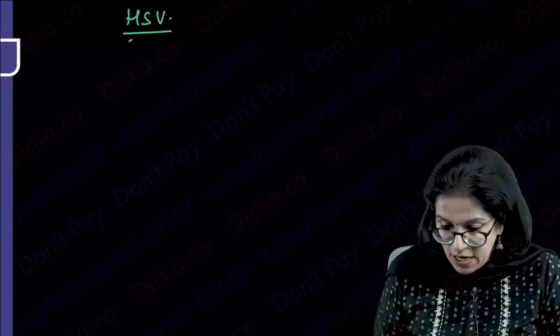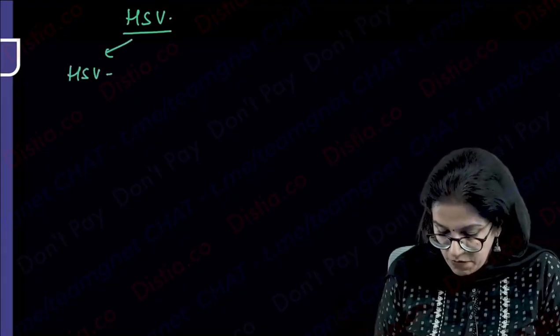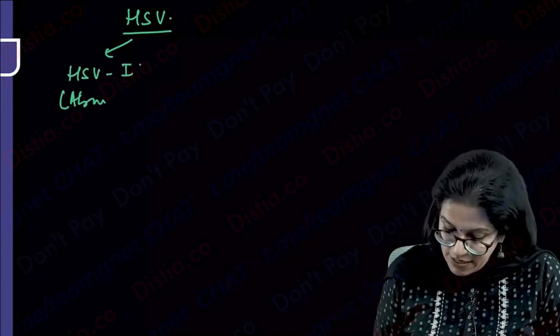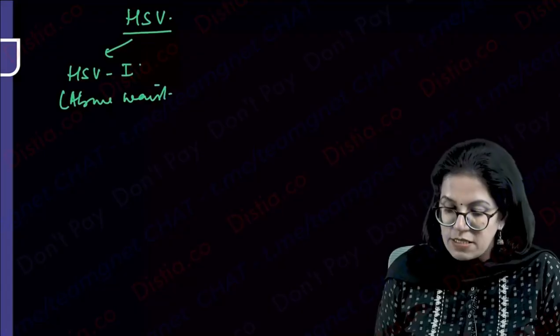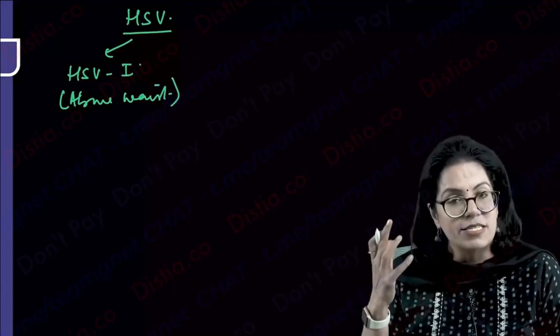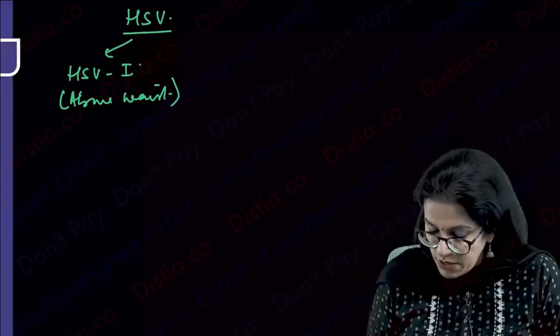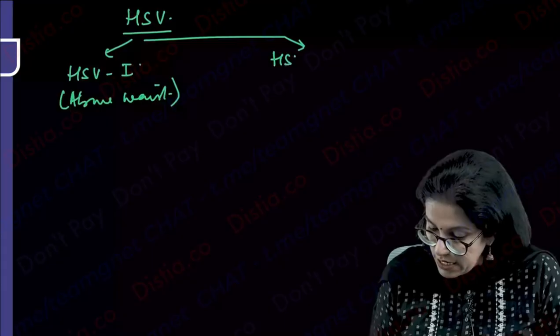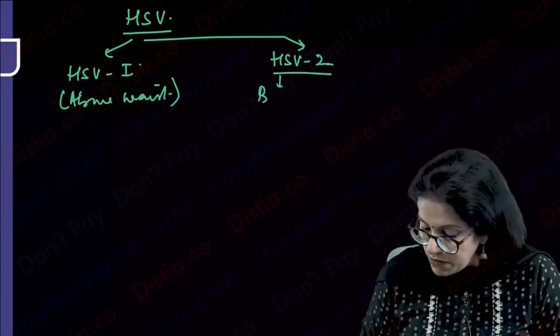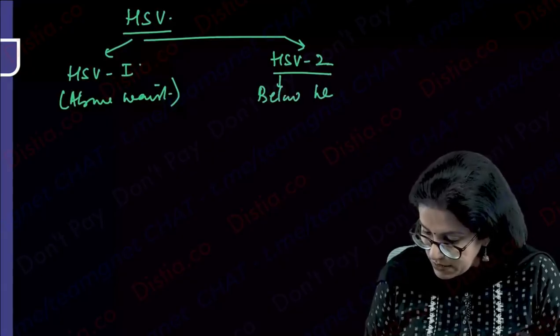Coming to the simplex, a very quick revision: herpes simplex 1 is the infection which is above the waist, right? So this one is above waist infections. That means it will involve your face, lips, eyes, all this infection is HSV 1. Now, when you come to HSV 2, it is mainly causing genital infection, so it is mainly below waist.